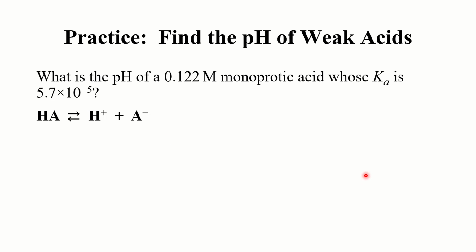All right, I've got one problem for you to try. So what is the pH of a 0.122 molar monoprotic acid whose Ka is 5.7 times 10 to the negative fifth? So follow along with the steps I walked through on the previous problem and see if you can come up with the answer here. All right, correct answer on this one is 2.59. You should have found that the pH equals 2.59.